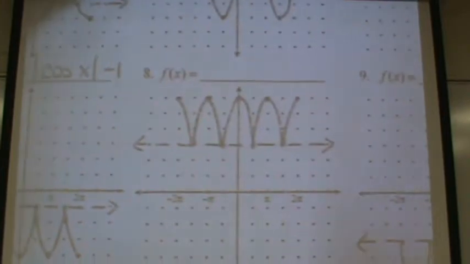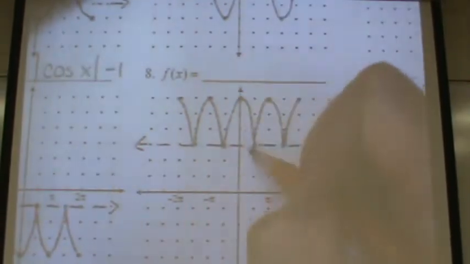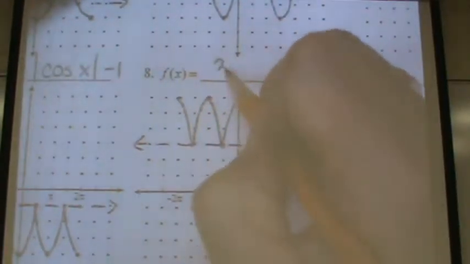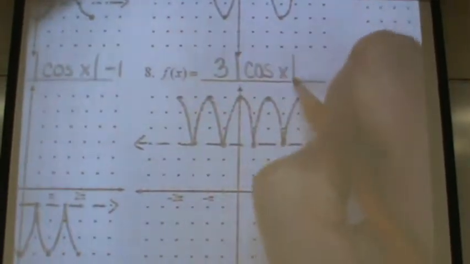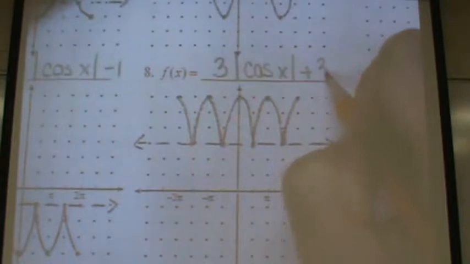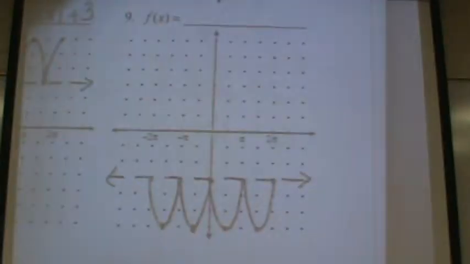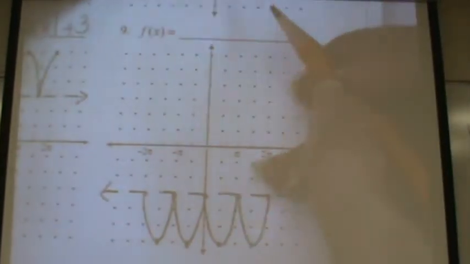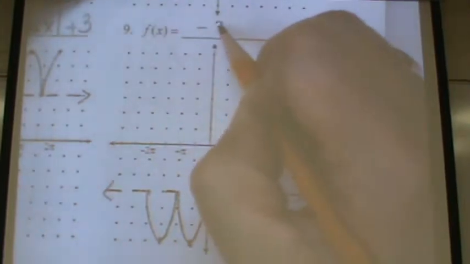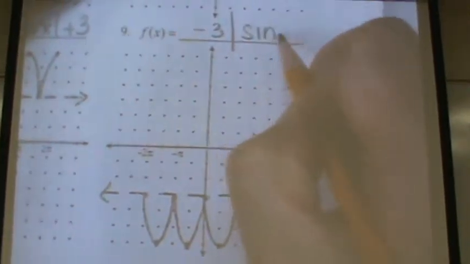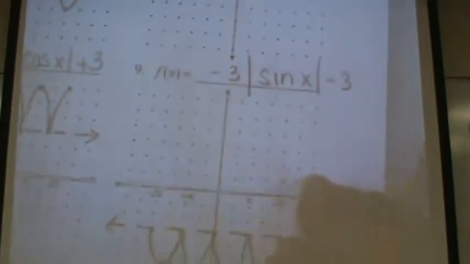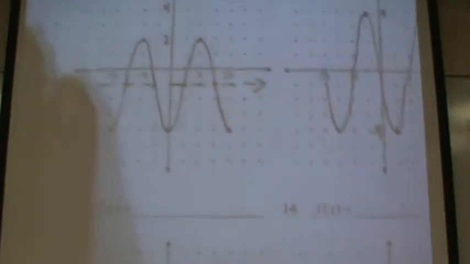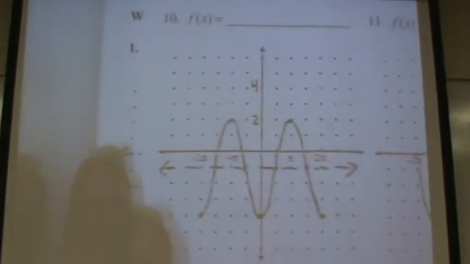What's this one? Cosine. What's the amplitude? 3. 3 cosine of x plus 3. How about this one? Sine or cosine? Negative 3 sine of x minus 3. Easy? Yeah. That was simple. That's awesome.